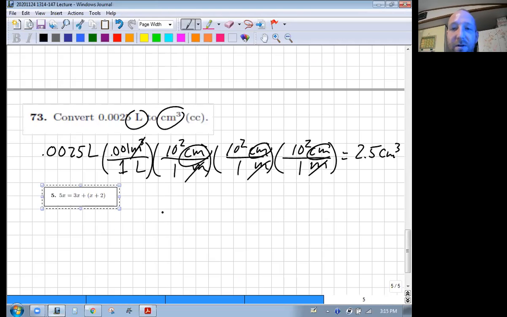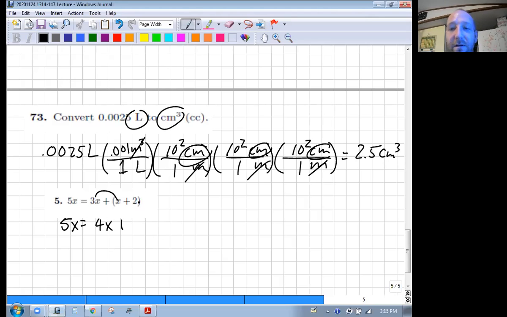All right, if you want to solve for x, since we're adding here, we don't even need these parentheses. 3x plus an x is 4x. And we got plus 2. This is just 3x plus x plus 2. So if we subtract 4x from both sides, we have x equals 2.